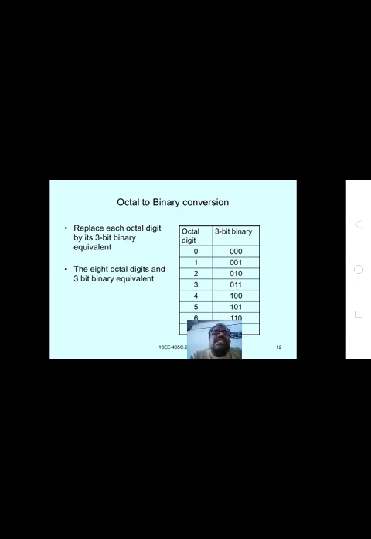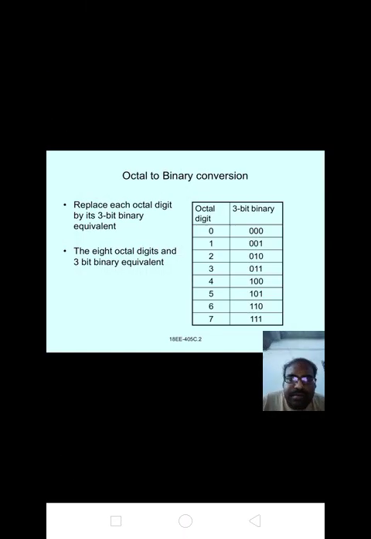Replace each octal digit by its octal to binary conversion. Replace each octal digit by its binary equivalent. That is, the 8 octal digits have 3-bit binary equivalents. We know that 2 power 3 equal to 8. That means it gives the data from 0 to 7, and the total number of digits is 8.